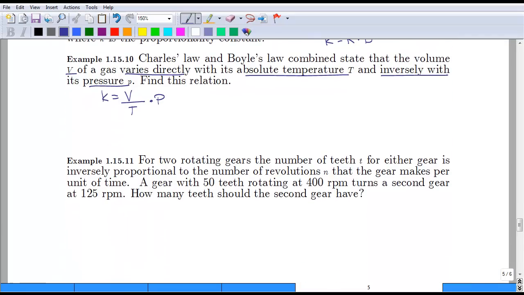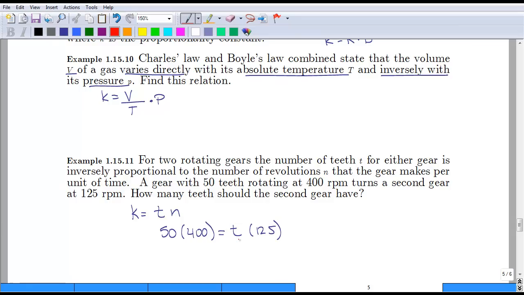One more example. For two rotating gears, the number of teeth T for either gear is inversely proportional to the number of revolutions N. So in this case, K is equal to the number of teeth times the number of revolutions N. So suppose a gear with 50 teeth is rotating at 400 RPM, turns a second gear. We want to know how many teeth it needs to rotate at 125 RPM.